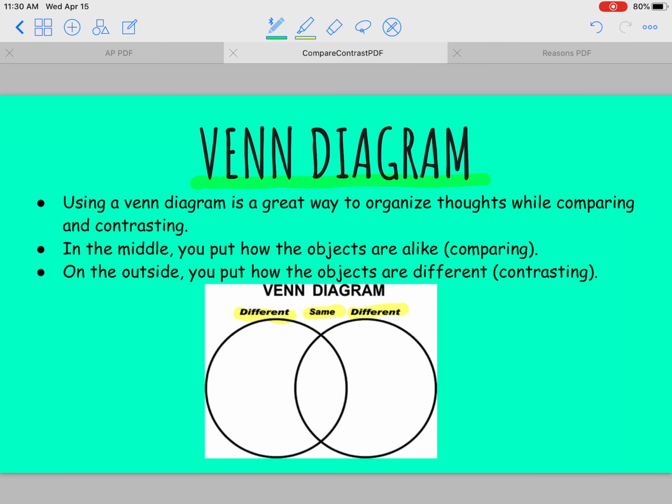So it says, using a Venn diagram is a great way to organize thoughts. So organizing your thoughts while comparing and contrasting. So in the middle, you are going to put how the objects are alike. So in the middle, you will put the objects that are the same or comparing. And we've talked about whenever we do Venn diagrams, there are always 2 circles, and in the middle is called where they overlap. So this part where they overlap is where they will be the same.